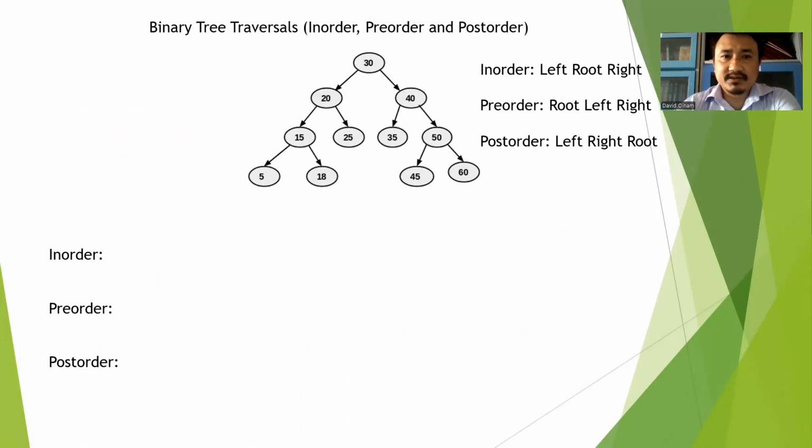Okay, let's consider this binary tree. In this binary tree, we are going to find out what is the in-order of this binary tree, what is the pre-order, and what is the post-order. In the previous slide, I discussed that in-order is first the left subtree, then root, and then right subtree. In pre-order, root, then left subtree, right subtree, and in post-order, left, then right, then root. We have to follow this traversal method and write the in-order of this tree.